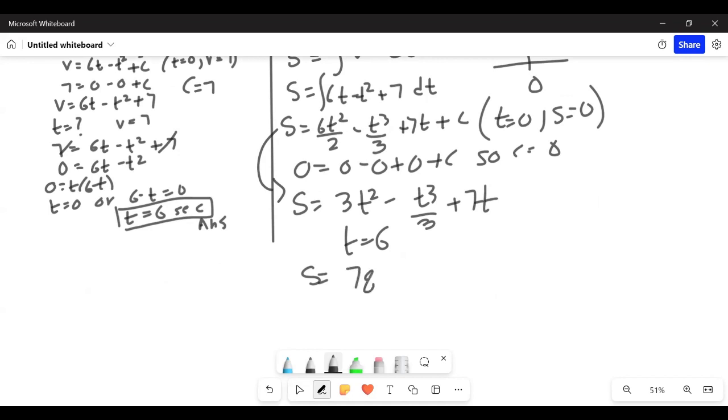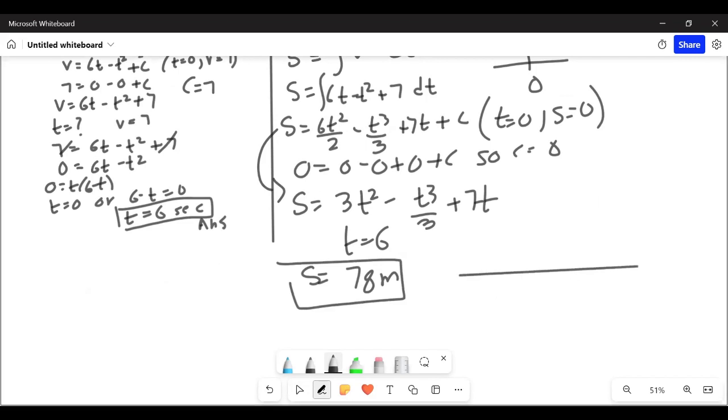78 comes out, 78 meters. So this is the displacement at time is equals to 6.